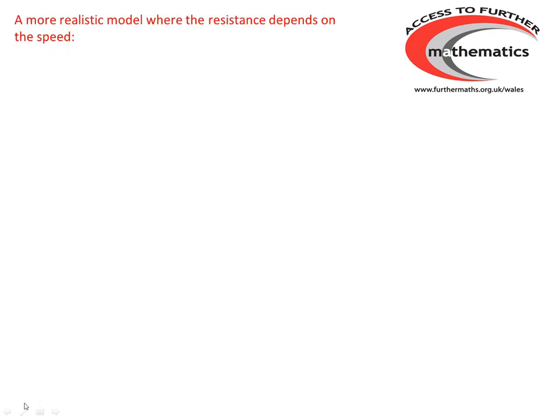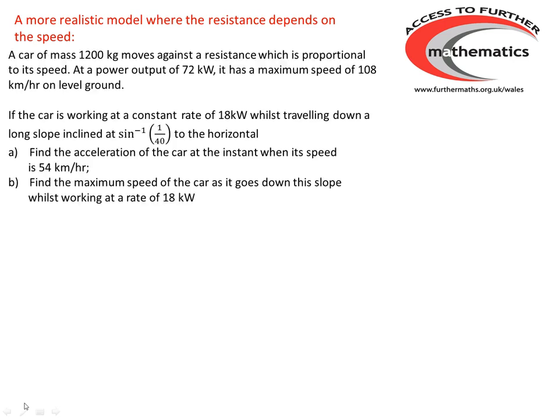A more realistic model would be one where the resistance depends on the speed. And here's an example where we've got precisely that. We've got a car of mass 1,200 kilograms, moves against a resistance which is proportional to its speed. At a power output of 72 kilowatts, it has a maximum speed of 108 kilometers per hour on level ground.